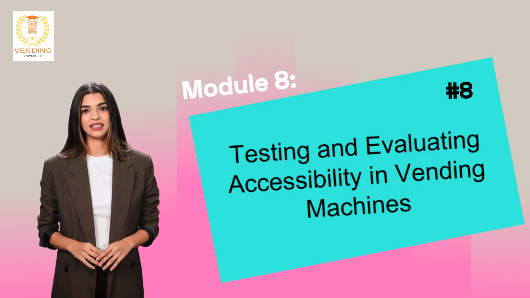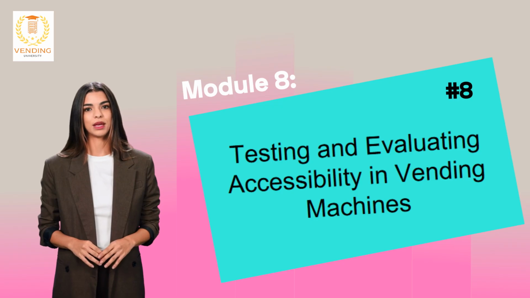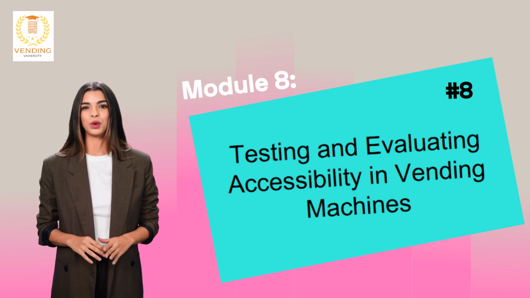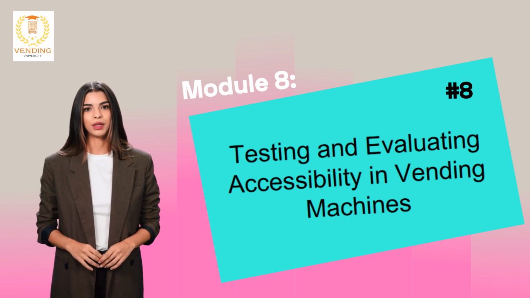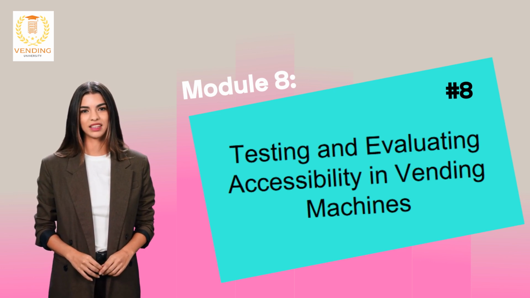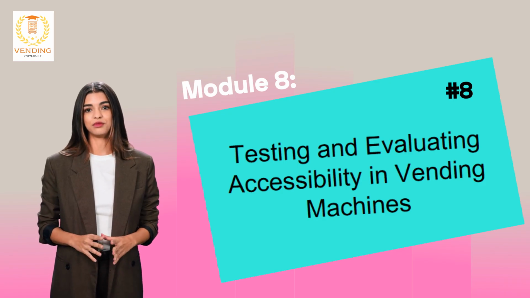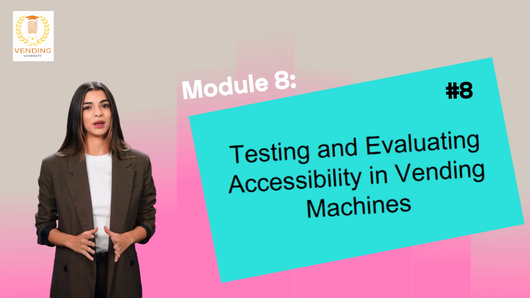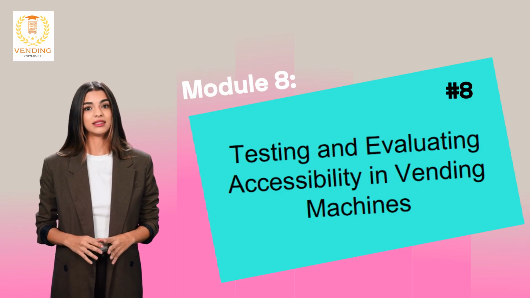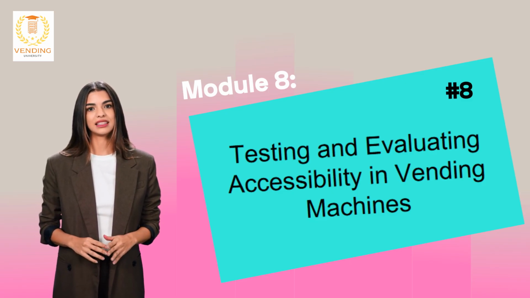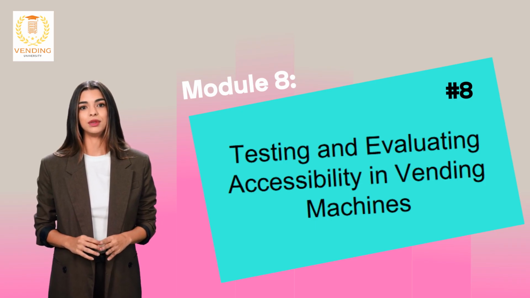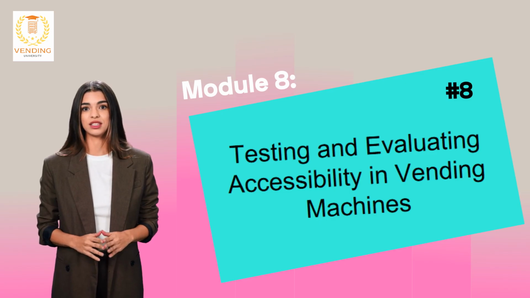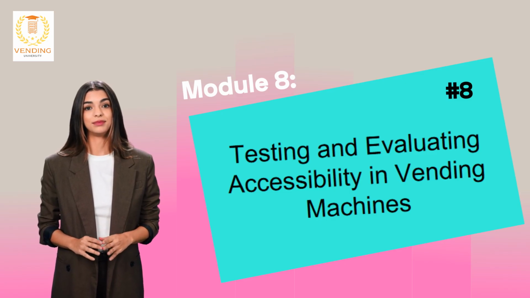Equally important is engaging users with diverse abilities in hands-on testing. People with mobility impairments, visual or hearing challenges, and cognitive disabilities can provide invaluable insights into how the machine performs in everyday use. Their feedback helps identify practical barriers, confusing interface elements, or unresponsive features that technical tests might miss. Observing users interacting with the machine reveals usability challenges and opportunities for improvement.